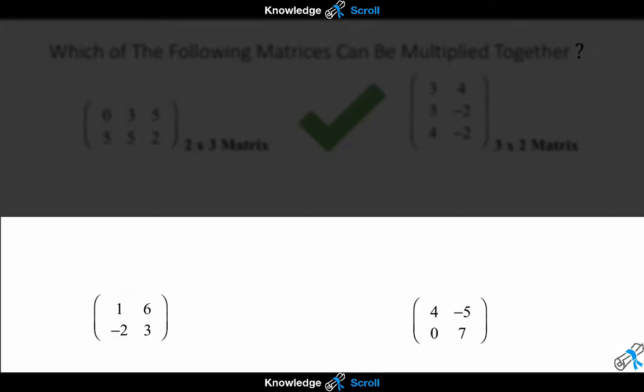In the second set of matrices, notice that they are both 2 by 2 matrices. And since they are both the same, naturally, they can multiply each other. But just to double check, the first matrix has 2 columns and the second matrix has 2 rows. Therefore, by virtue of the definition, they can multiply each other.